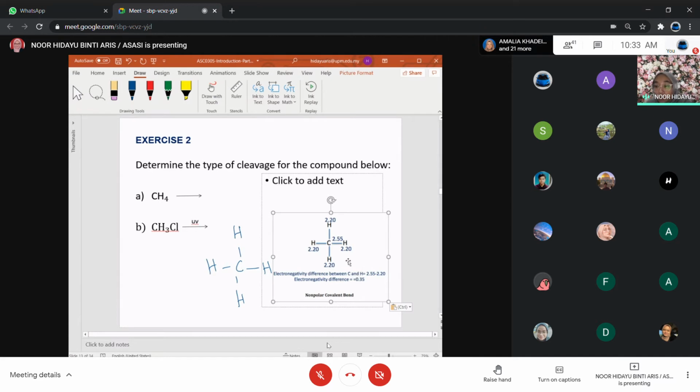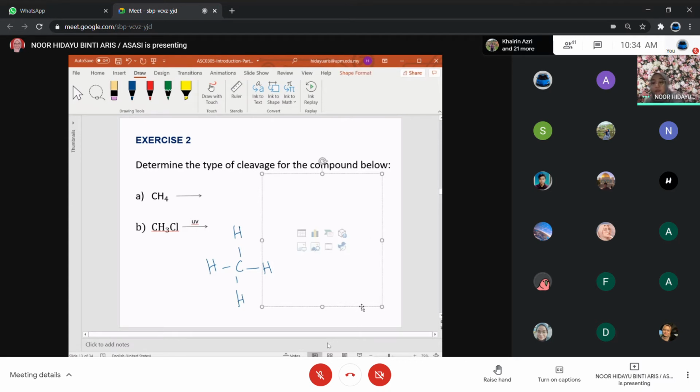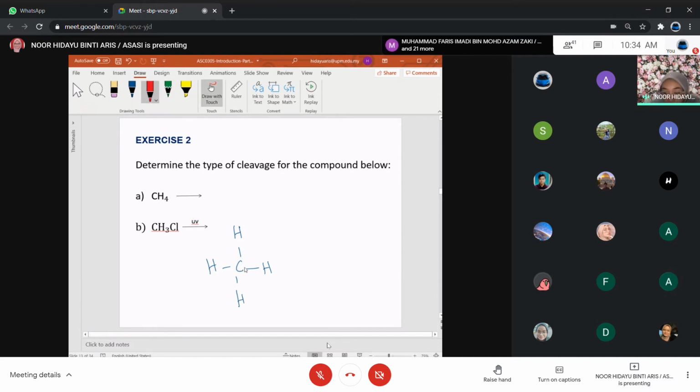So untuk carbon is 2.55, meanwhile for hydrogen is 2.20. So kalau kita minuskan, electronegativity difference will be 0.35 only, which means sangat-sangat sikit. So kita boleh cakap carbon dengan hydrogen ni dia punya electronegativity is very small. So kalau small, meaning that methane will undergo which type of cleavage? Homolytic or heterolytic? Homolytic. So kalau homolytic, bond kat sini ada 2 elektron.